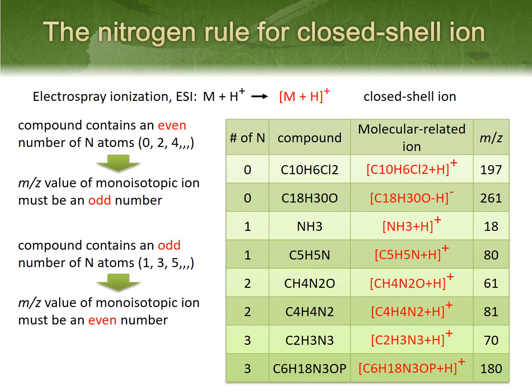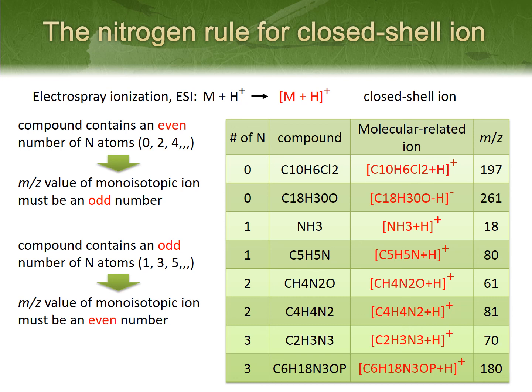On the contrary, electrospray ionization, ESI, produces a closed shell ion. A closed shell ion has an even number of electrons. As for closed shell ions, in the case where a compound contains an even number of nitrogen atoms including 0, its m over z value must be an odd number. In the case where a compound contains an odd number of nitrogen atoms, its m over z value must be an even number. Let's see the table.